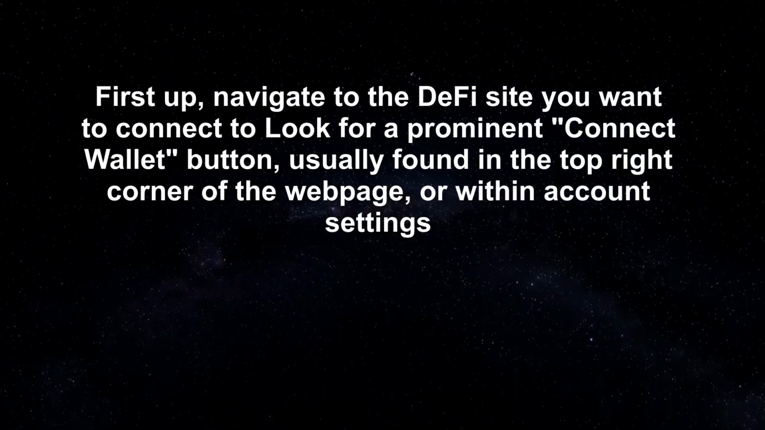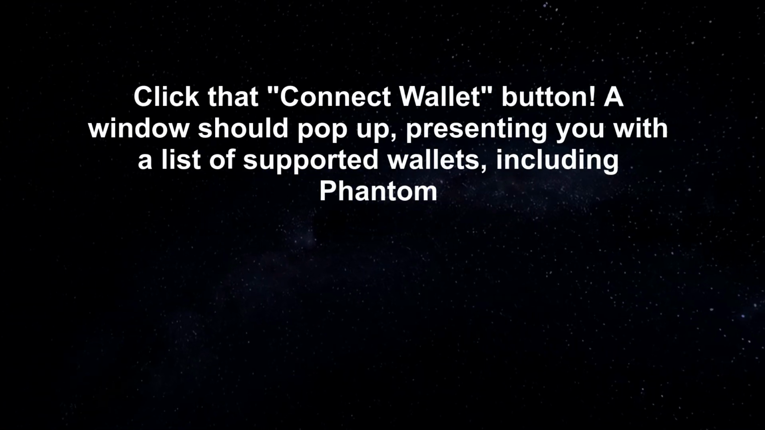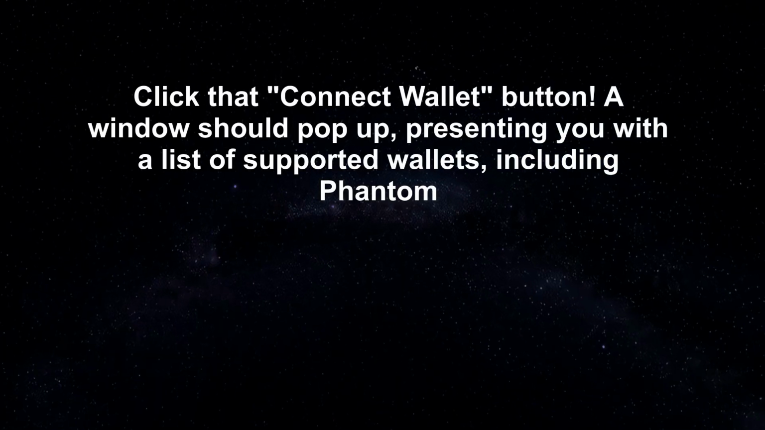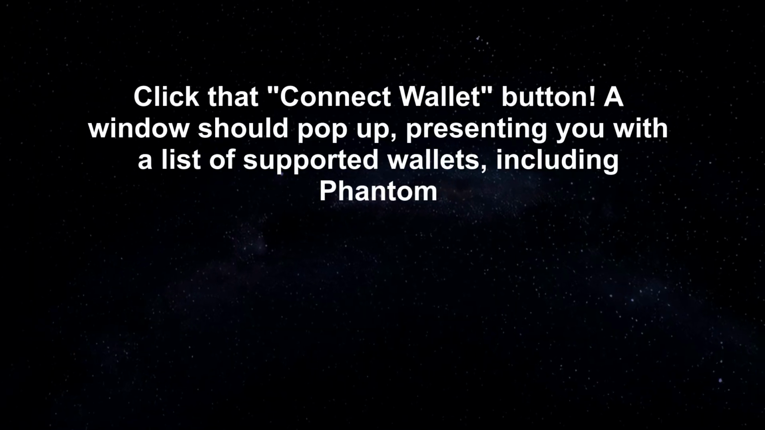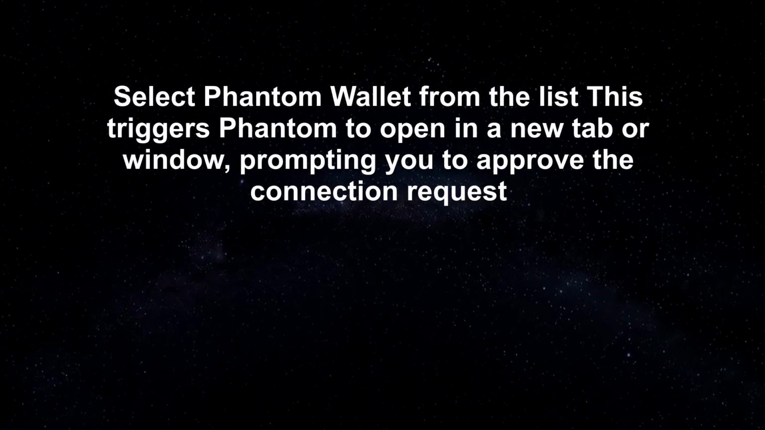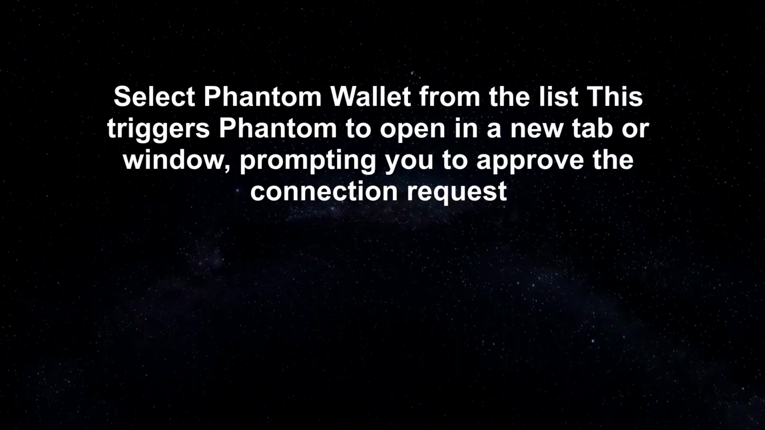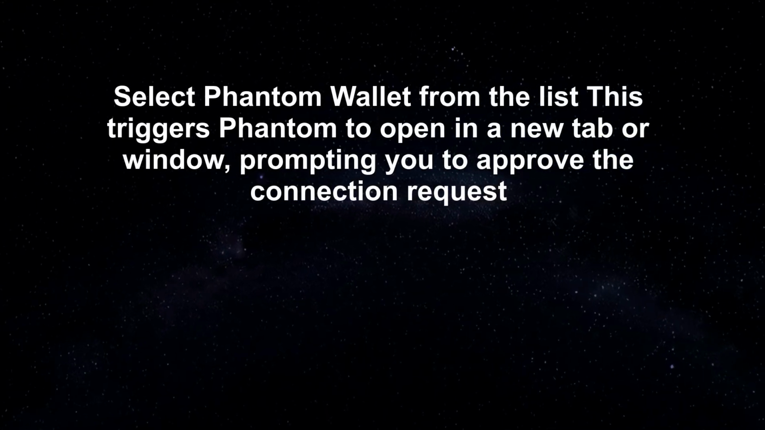button, usually found in the top right corner of the webpage, or within account settings. Click that Connect Wallet button. A window should pop up, presenting you with a list of supported wallets, including Phantom. Select Phantom Wallet from the list. This triggers Phantom to open in a new tab or window, prompting you to approve the connection request.